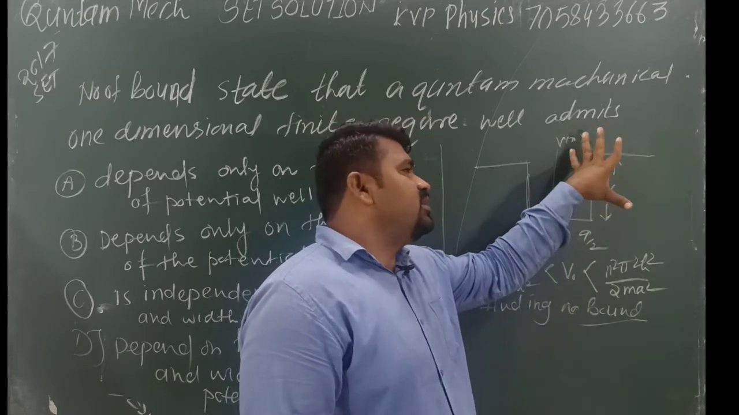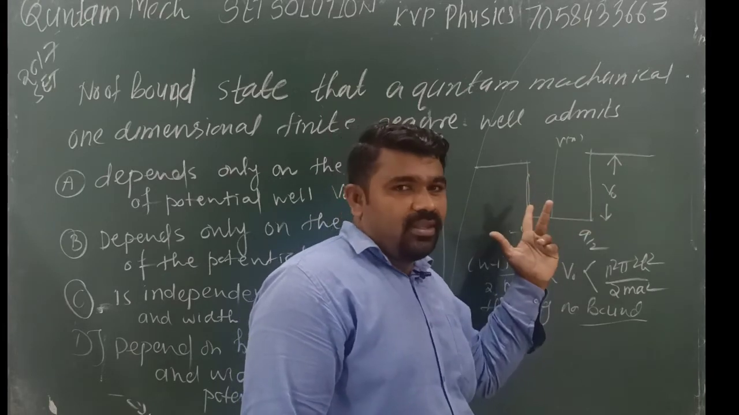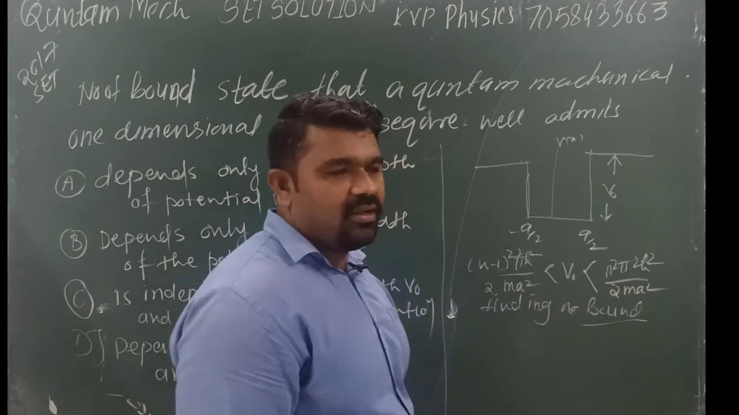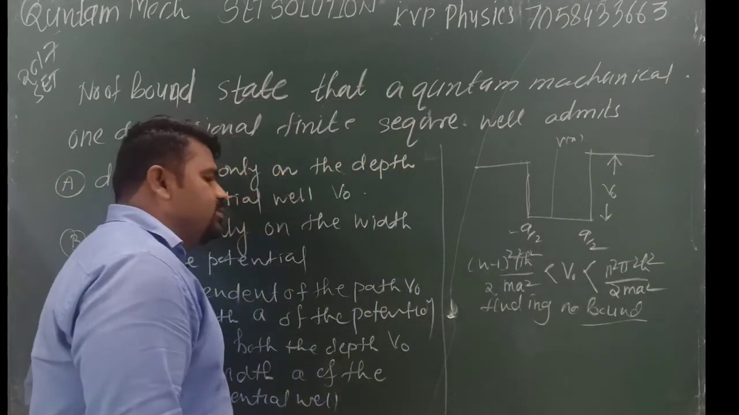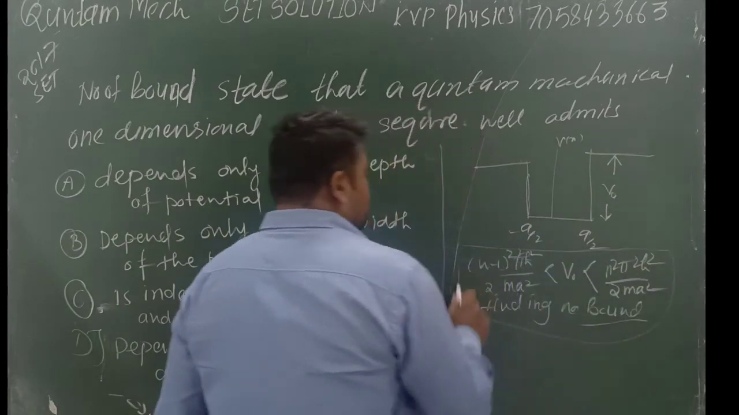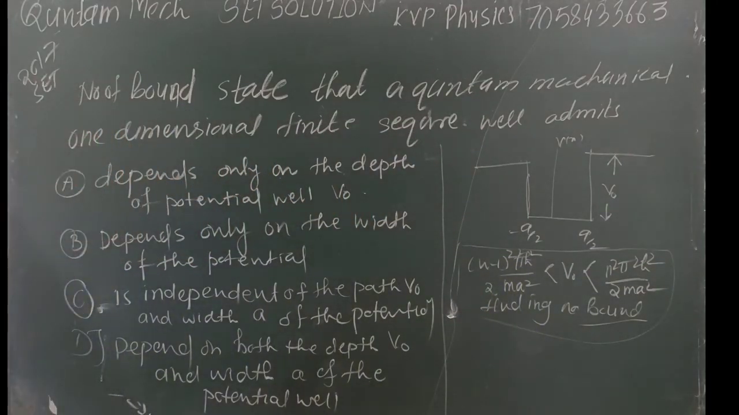Yes or no? Here, as the depth increases or decreases, the number of bound states also varies in this case. Next, when the width increases, at that time also the number of bound states will change. Yes or no? Inside this formula, both terms survive. Which ones? V naught is the depth and a is the width.